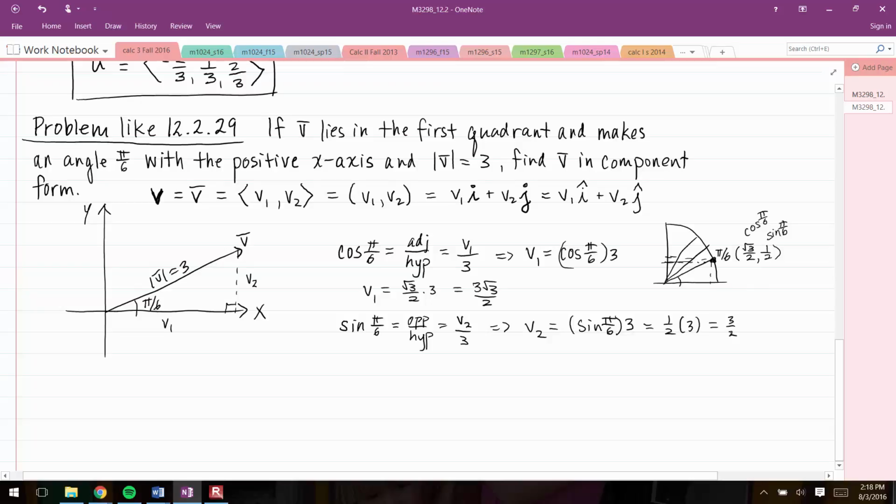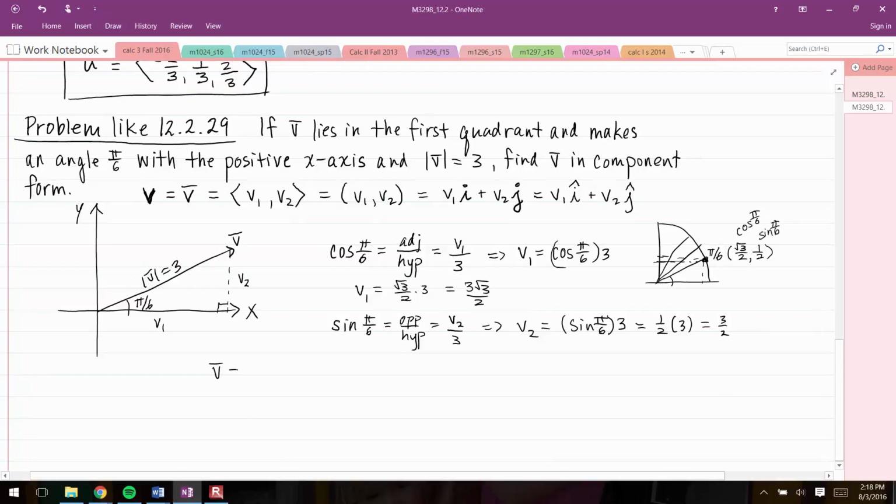So we can write this out in any of these notations. Our v sub 1 was 3 square root of 3 over 2, and our v sub 2 is 3 over 2. And we're done.